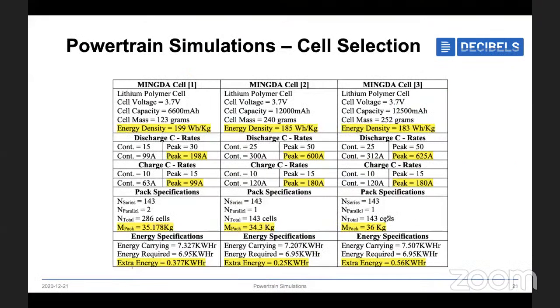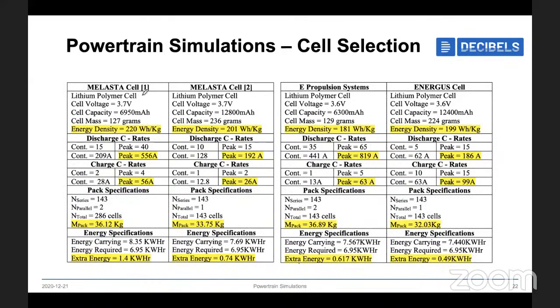So now I got my requirements, what is the cell capacity I need and all the stuff. So I went for a market survey for the motors as well as for the cell, but now I'm discussing only the cells. I have selected different cells from different manufacturers. This is Mingda, their main supplies are for Formula cars, high power, high energy cells they are manufacturing. From them, I have taken this kind of cells. One is 6.6, 12,000 and 12,500 mAh cells, and also other manufacturers such as Malasta, E-Propulsions, and Energus. Okay, so five different companies.